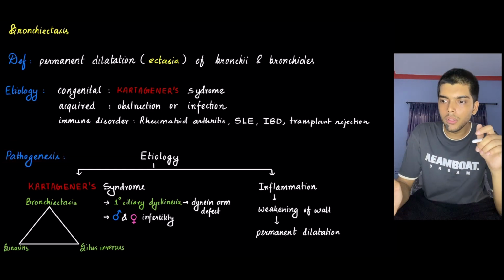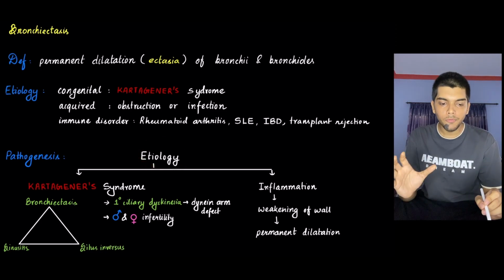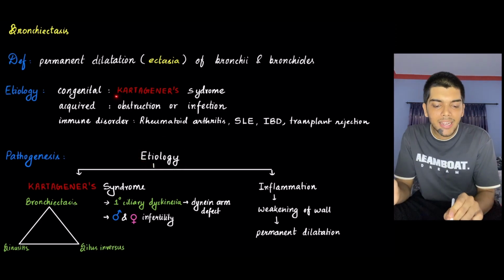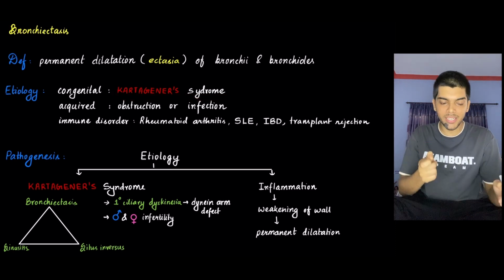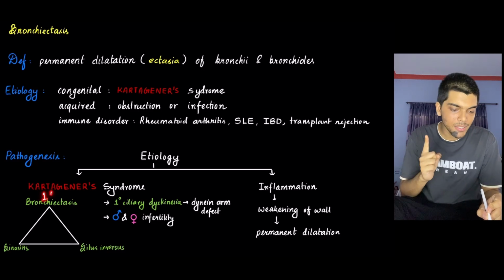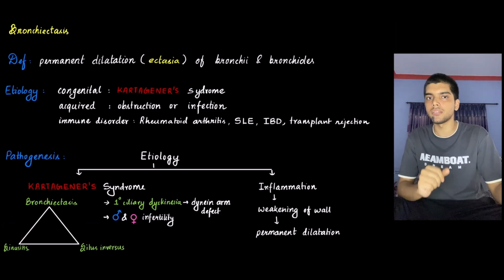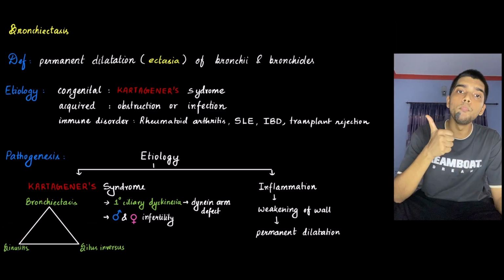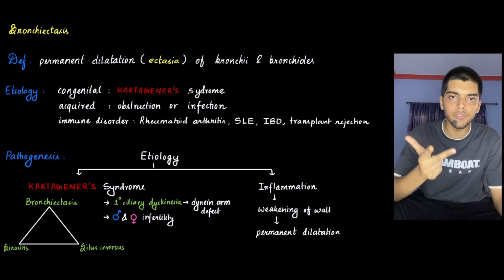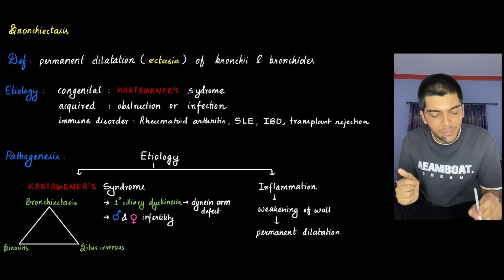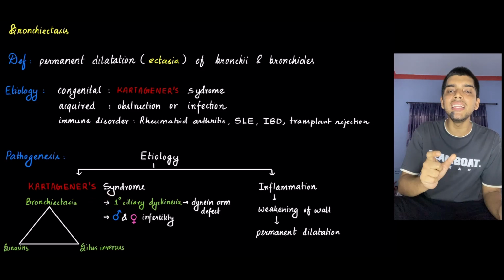Pathogenesis. The way the disease develops depends on the etiological factor. For example, Kartagener syndrome has its own triad, which consists of number one, bronchiectasis, number two, sinusitis, and number three, situs inversus. What are the three things? Bronchiectasis, sinusitis, and situs inversus. Another important thing about Kartagener syndrome is that there is primary ciliary dyskinesia.